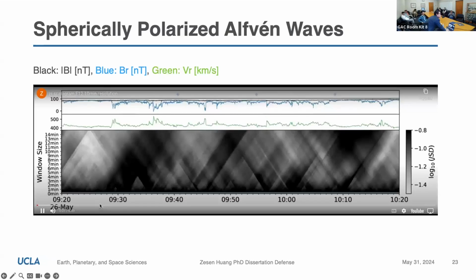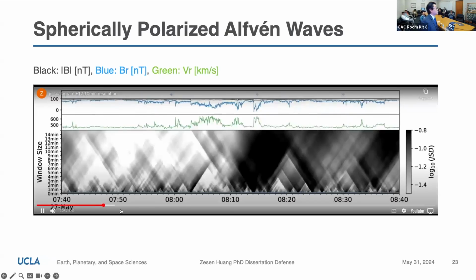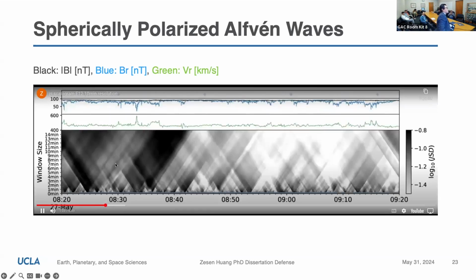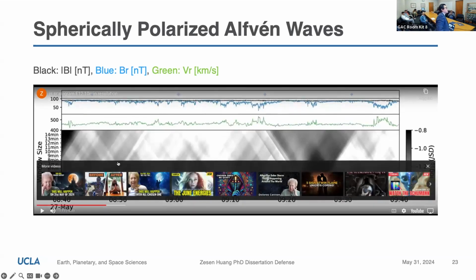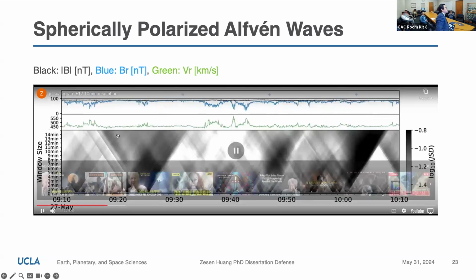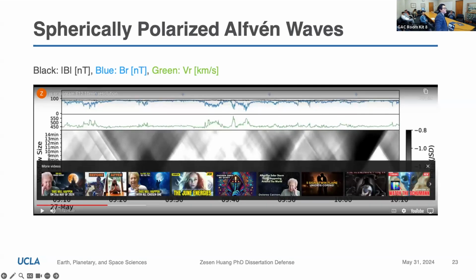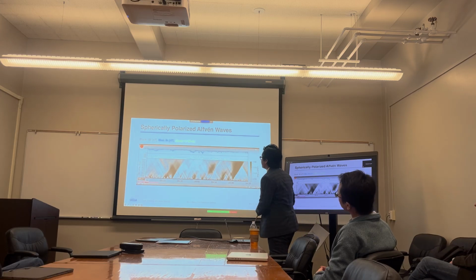Okay, so this is what an Alfvén wave actually looks like in the solar wind. Let's stop at some frame. So this is what we call a spherically polarized Alfvén wave.